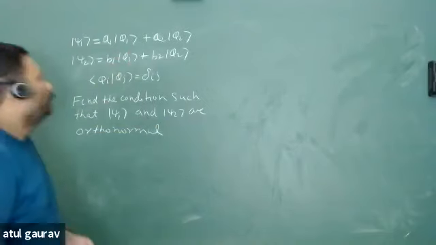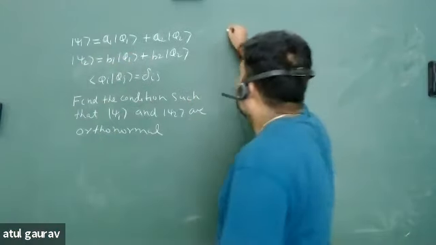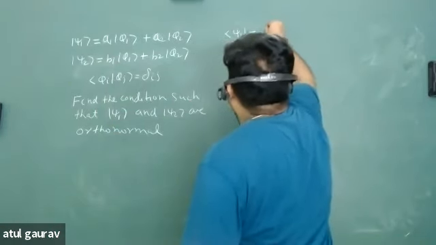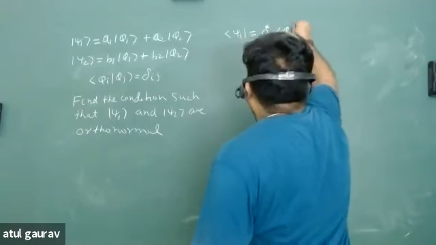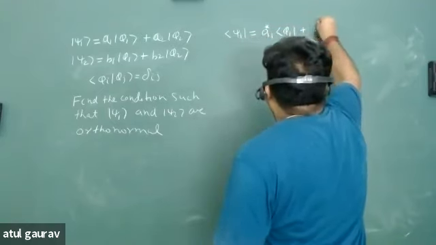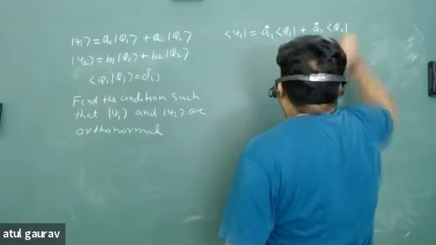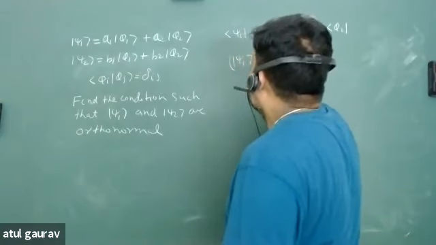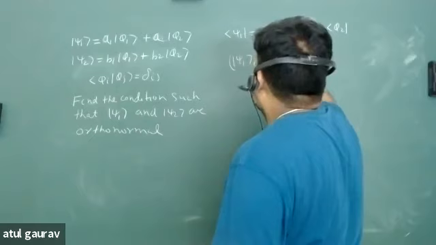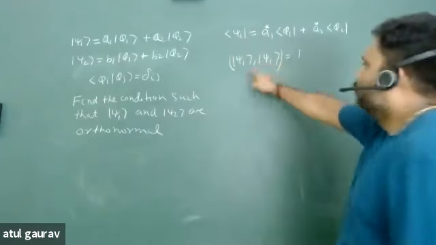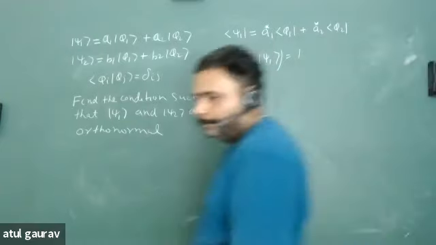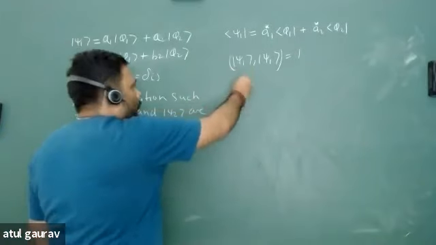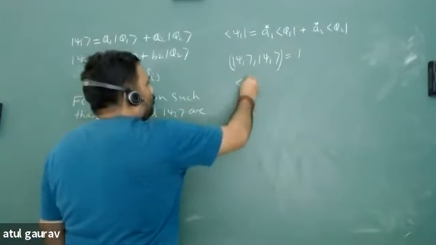If this is my psi 1, then obviously the bra part of psi 1 is equal to a1 star <phi 1| plus a2 star <phi 2|. And what we have to do is take the multiplication, <psi 1|psi 1> must be equal to 1. So this is nothing but what? A scalar product. So how do you have to write it? Scalar product means you have to just go for psi 1.